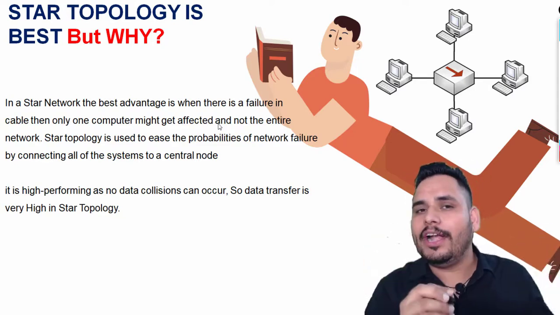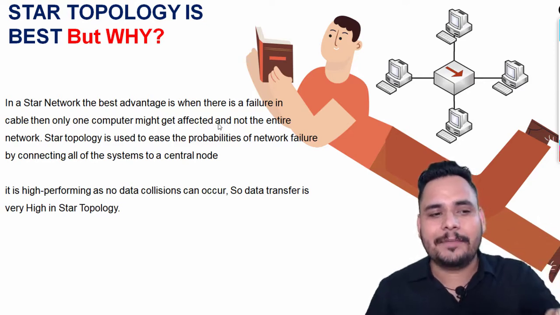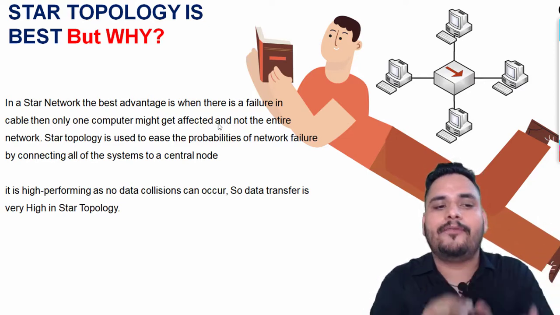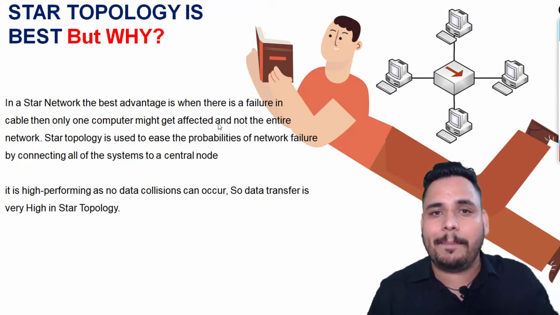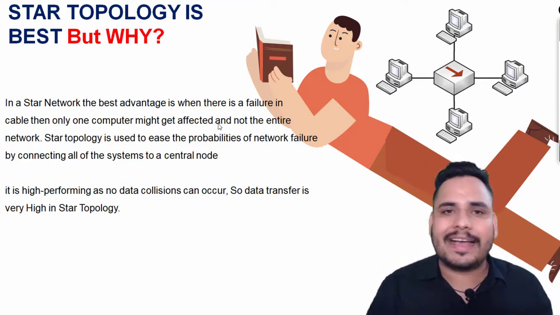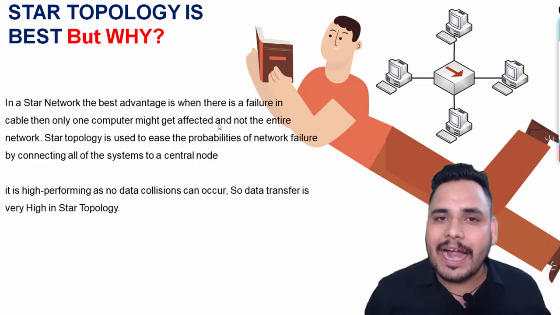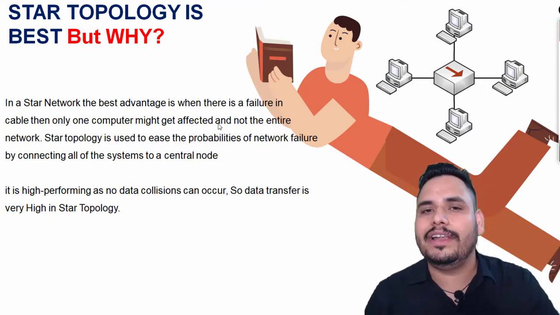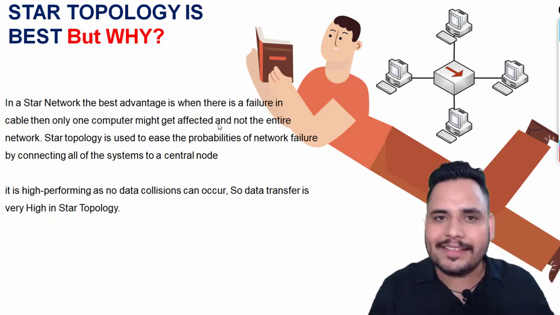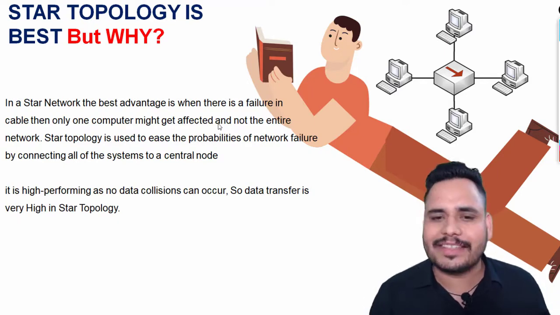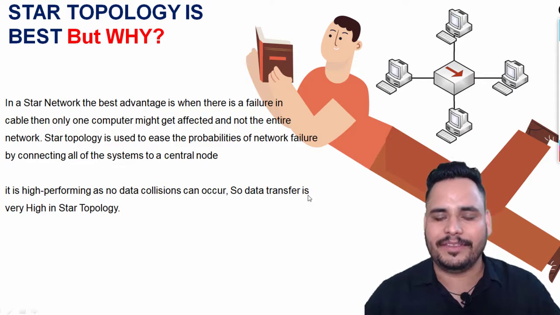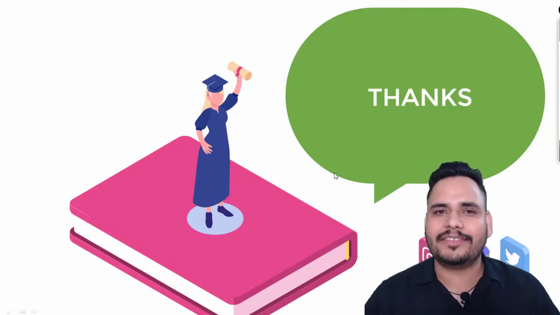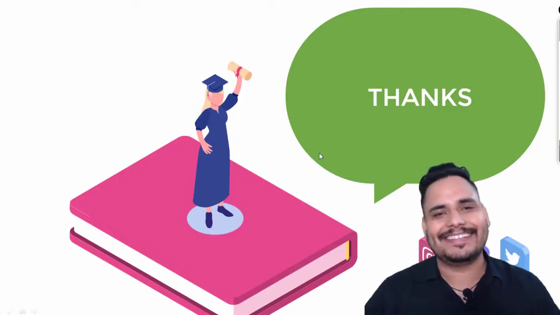One important point is that star topology is high performing, because other topologies share the bandwidth and broadcast on the network. In star topology, there is no collision, so that's why speed is up, bandwidth is up, and the data transfer rate is very high in star topology. So this is the best topology for all LAN connections.